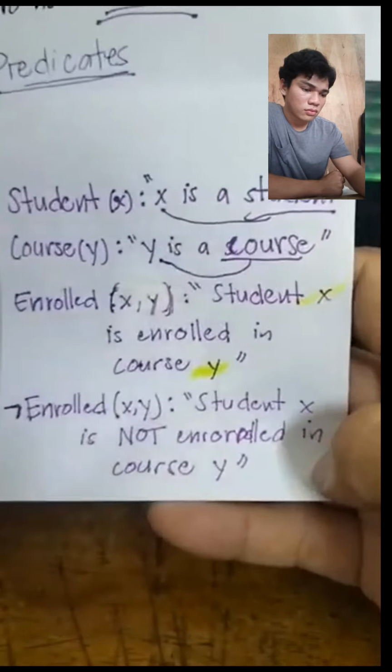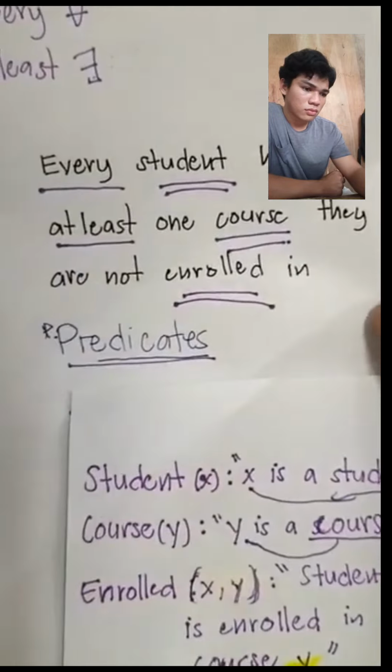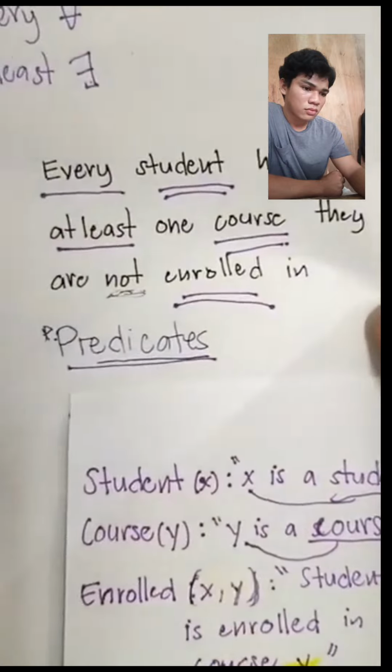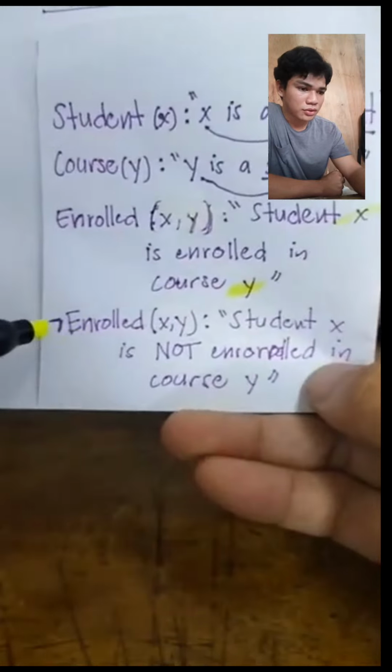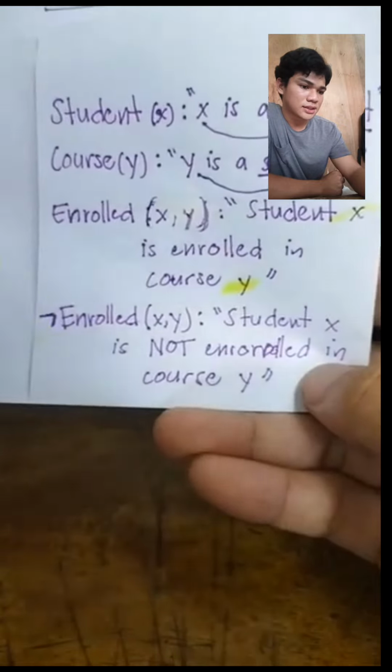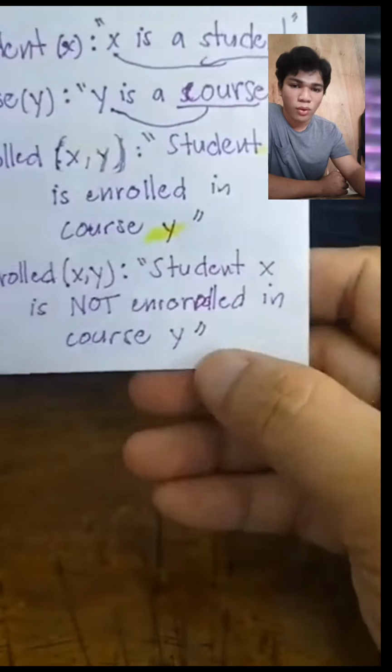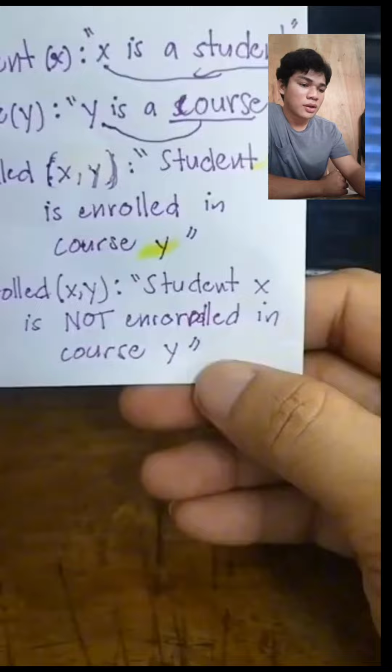But since we need to negate this, as you can see in the statement "they are not," which indicates that we need to negate this. So the notation becomes not Enrolled(X, Y): student X is not enrolled in course Y.